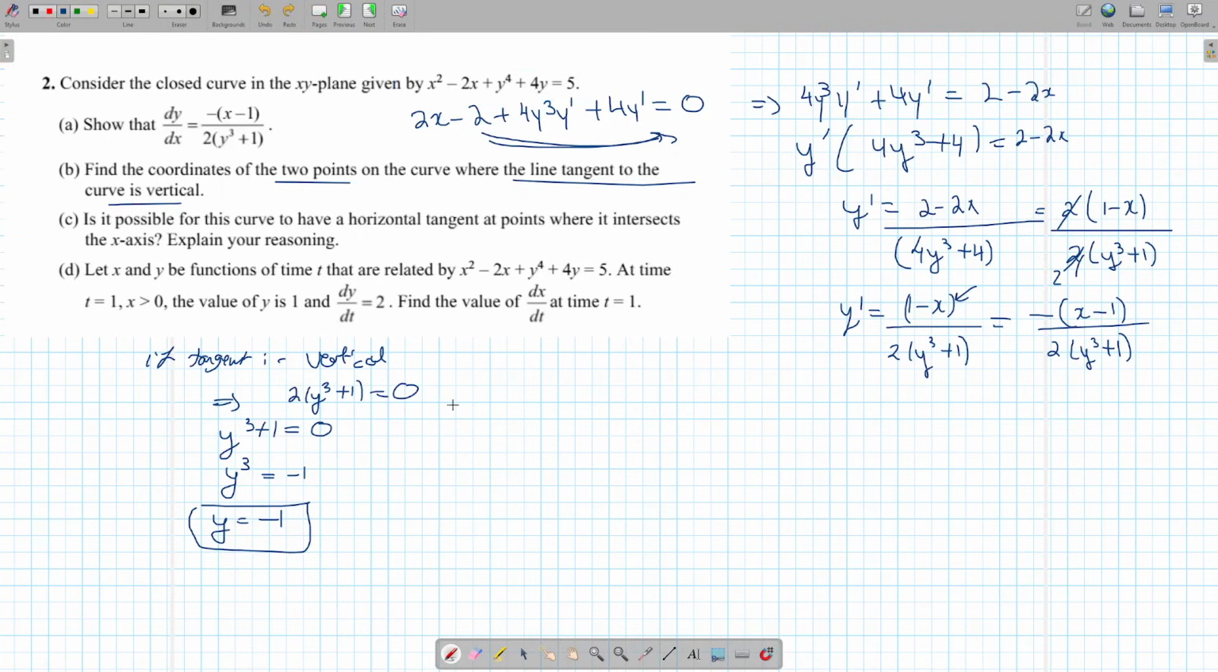So it's going to be x squared minus 2x plus y to the power 4, so negative 1 to the power 4, plus 4y, so 4 times negative 1, equals 5. So you get x squared minus 2x plus 1 minus 4 equals 5. We always take everything to one side, because it's quadratic. 1 minus 4 here is negative 3. Then you take the 5, it becomes negative 5. So negative 3 minus 5 is negative 8, equals 0.